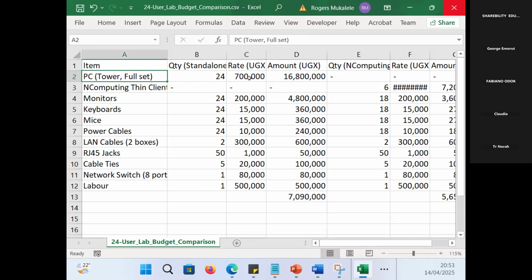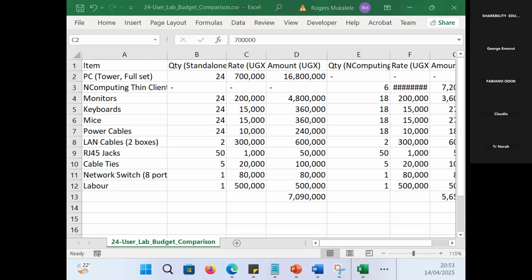The PC tower. Is this realistic, or do we change it and increase it to the 2025 price? If I'm to get a good tower computer full set, members who have bought computers recently, what is your comment on that? So I have the PC tower full set. Do you think this is realistic? Because again, we don't want to misguide the teachers, give them very little prices, and then they go to the market and fail to get.